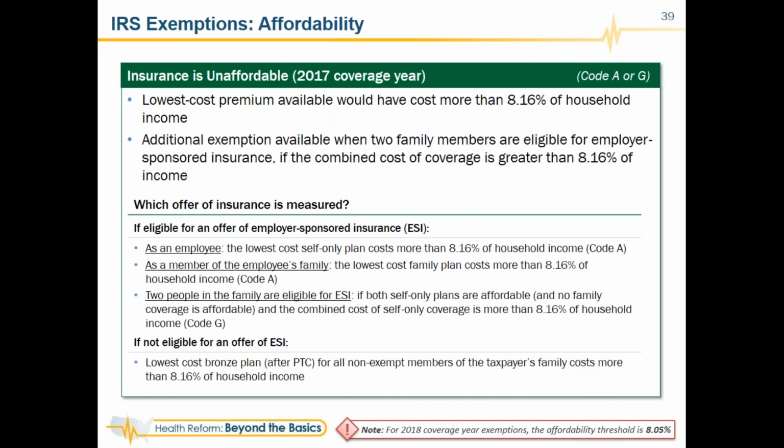Again, we first look at whether someone had an offer of employer-sponsored coverage, and if they did, were they an employee or a member of the employee's family? And then if neither of those, and a person had no offer of employer-sponsored coverage, then we would look at the lowest cost bronze plan, and whether that costs more than 8.16% of household income.